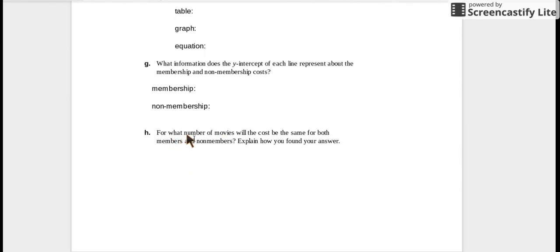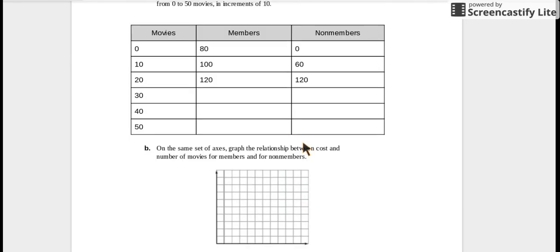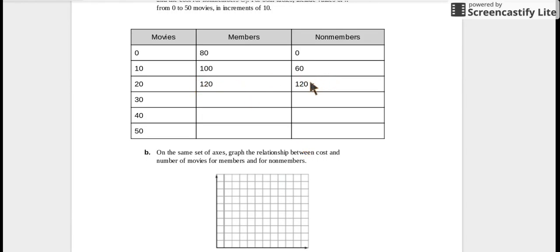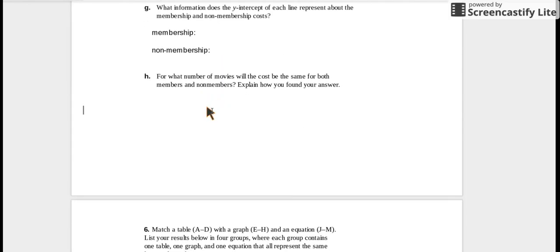And then for the last question, for what number of movies will the cost be the same for both members and non-members? Explain how you found your answer. Well, you could use your table to find when the cost is the same. And then you just look at how many movies it was when the costs were the same. And you can explain it that way by saying I used my table. Some might have used this strategy.